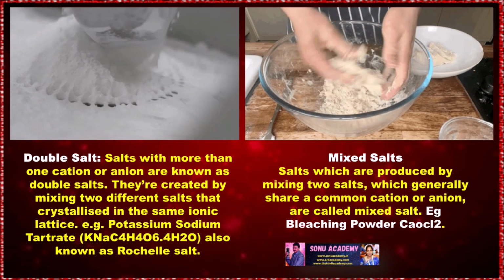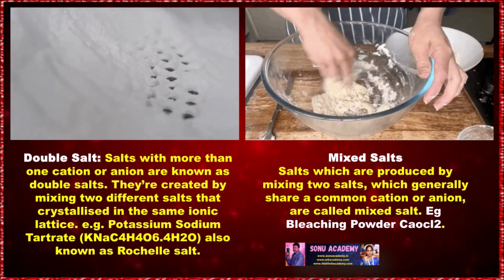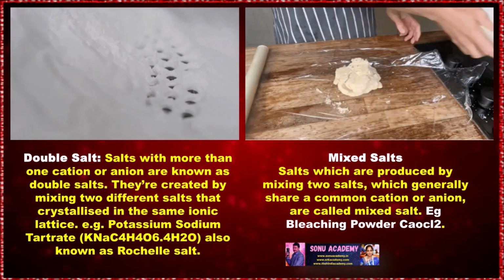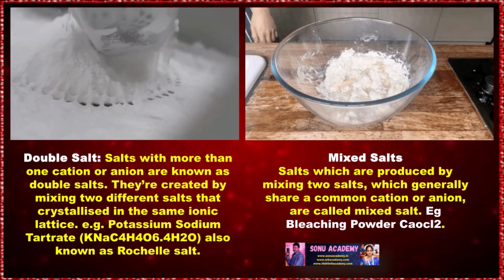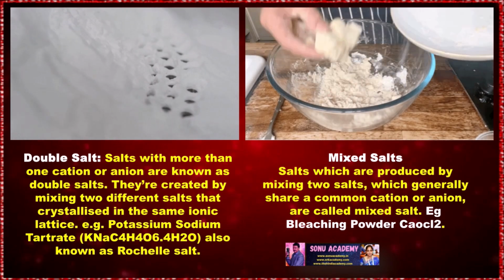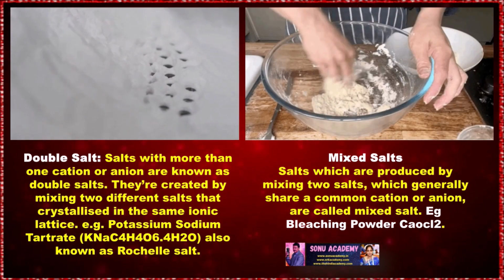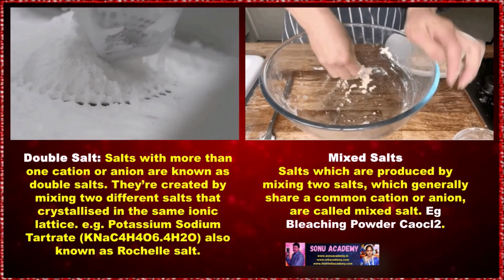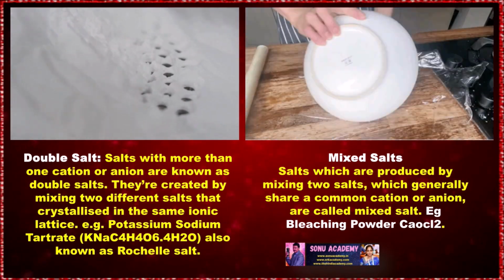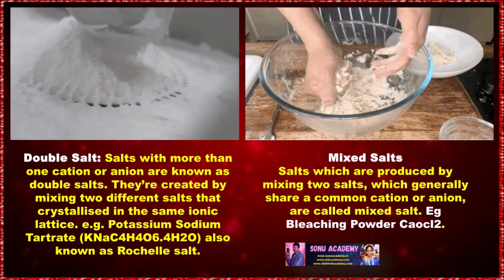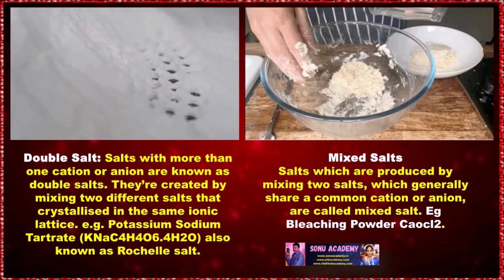Salts can also be categorized into two other categories, including mixed salt and double salt. First, let us see what double salts are. Salts with more than one cation or anion are known as double salts. They are created by mixing two different salts that crystallize in the same ionic lattice. For example, potassium sodium tartrate, also known as Rochelle salt.